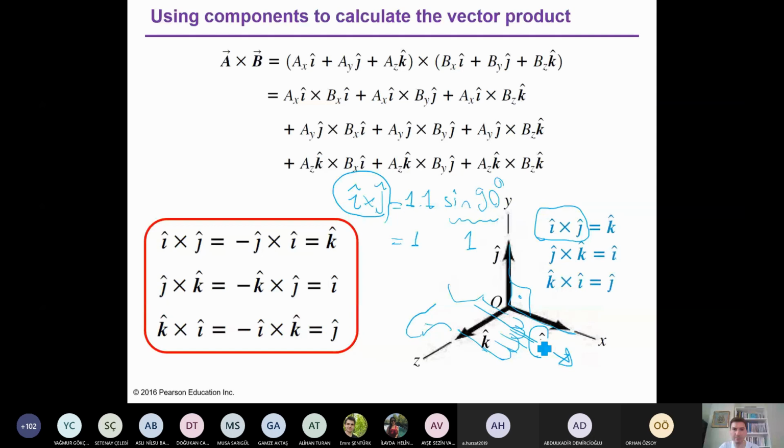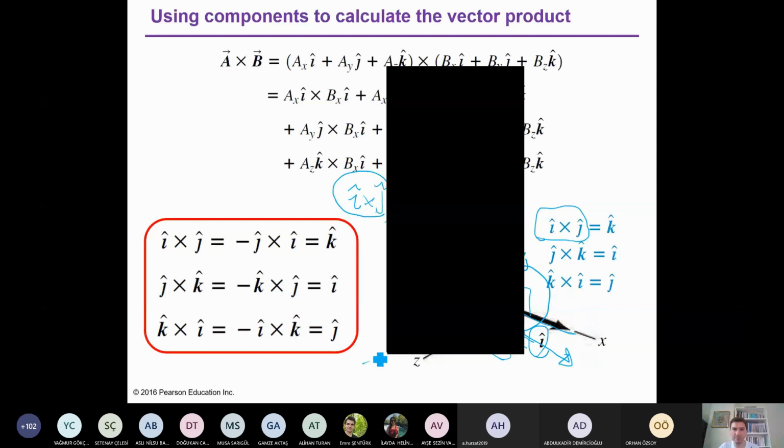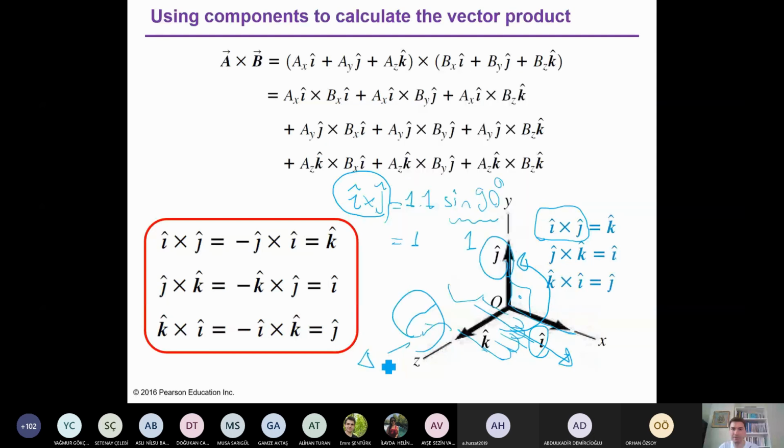So here I have summary. I cross J is equal to K unit vector. J cross K is equal to I unit vector. K cross I equal to J unit vector. You can do it by yourself, okay? These are the main results.